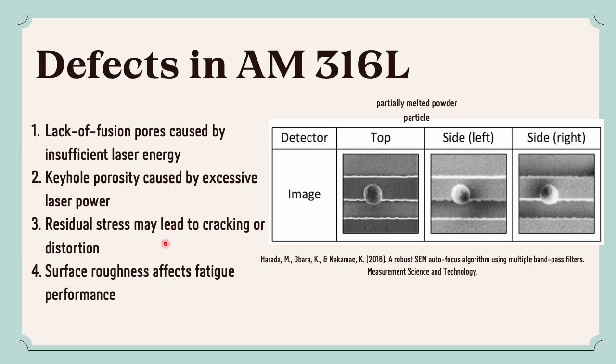Another important issue is residual stress, which develops due to rapid heating and cooling cycles and may lead to cracking or part distortion. Finally, surface roughness can reduce fatigue performance because surface irregularities may act as stress concentration sites. The image on the right shows a partially melted powder particle, which is another common surface-related defect in metal additive manufacturing. Therefore, careful control of process parameters is essential for minimizing defects and achieving high-quality components.